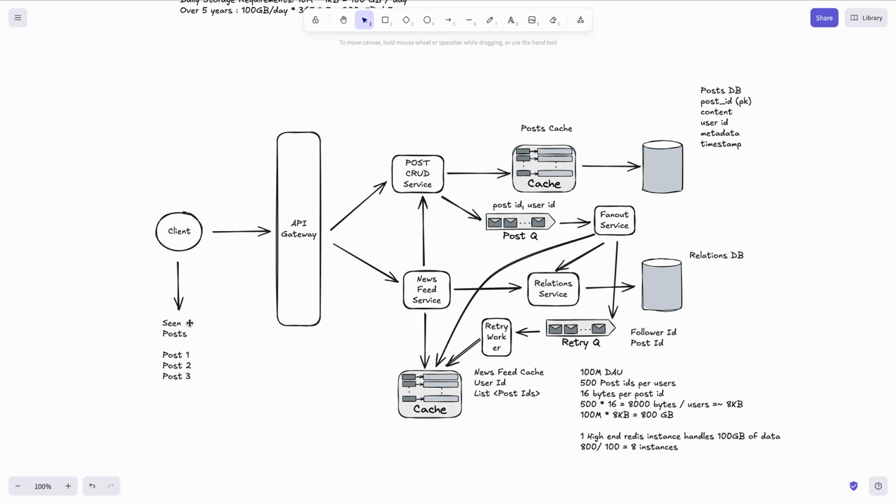So this intelligent or smart approach on the client can help improve the user experience by ensuring feed freshness and ensuring that users see the latest content which they haven't actually seen.